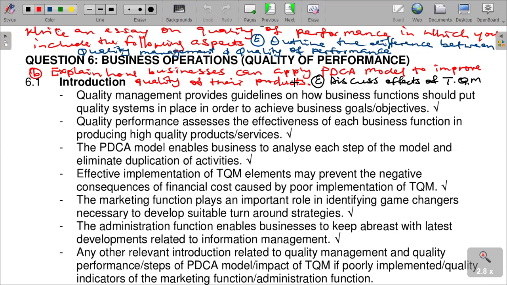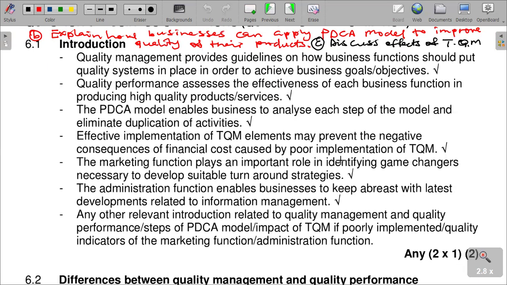So functions that are given in this case, we have got marketing function and also administration function. But you know that in business, you've got a variety of functions. So in terms of that, you can put it through that quality management provides guidelines on how business functions should put quality systems in place in order to achieve business goals or objectives. So we can say this is a possible introduction. You can also have that as a possible introduction.